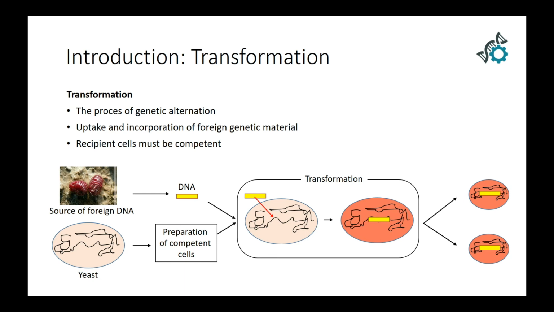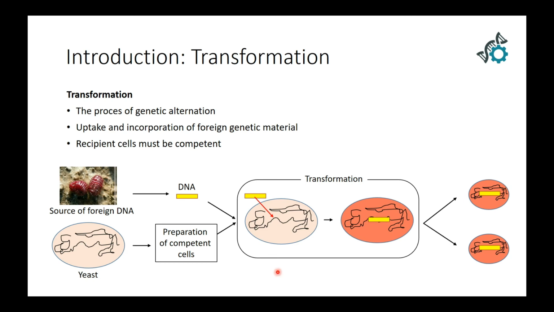And why is that important? Well, you can't simply mix free DNA and cells and then hope for transformation to spontaneously occur. It's not going to happen. We need to treat the cells first, making them competent, making them ready to take up the DNA. And then we add the DNA in the transformation reaction.